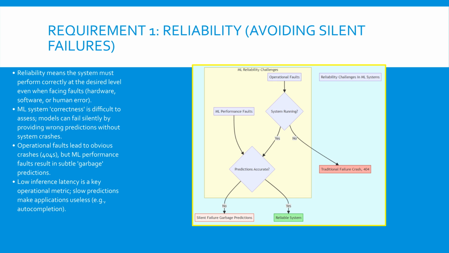Therefore, achieving reliability demands continuous vigilance over both system infrastructure uptime and ongoing prediction quality, ensuring trustworthiness in all deployment scenarios. This detailed monitoring must catch these subtle, hidden failures quickly before they severely impact business objectives or user satisfaction. This visualization clearly illustrates the dual nature of reliability challenges encountered when deploying machine learning systems in a live environment.